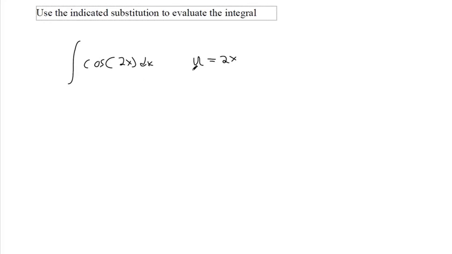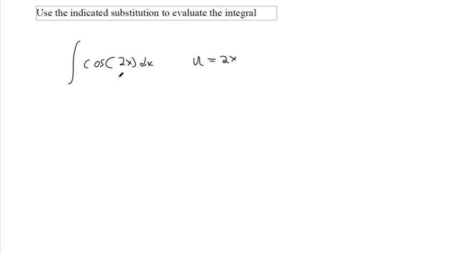So we're asked to substitute u equals 2x to help us evaluate this integral, because right now it's not as easy as it might seem. It's not just sine of x, because of that 2 on the inside. If you take a derivative, the chain rule is going to mess things up.